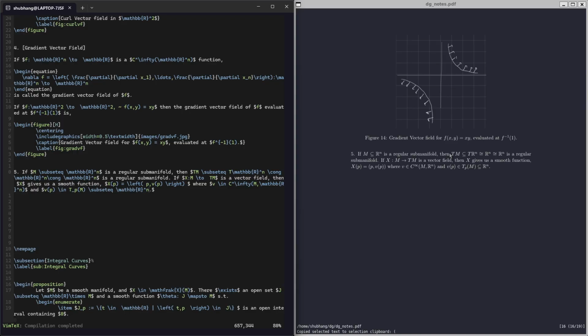X from M to TM is a vector field, and X gives us a smooth function X of P equals P comma V of P, where V is in C infinity of M to TM comma R, and V of P is in TP.